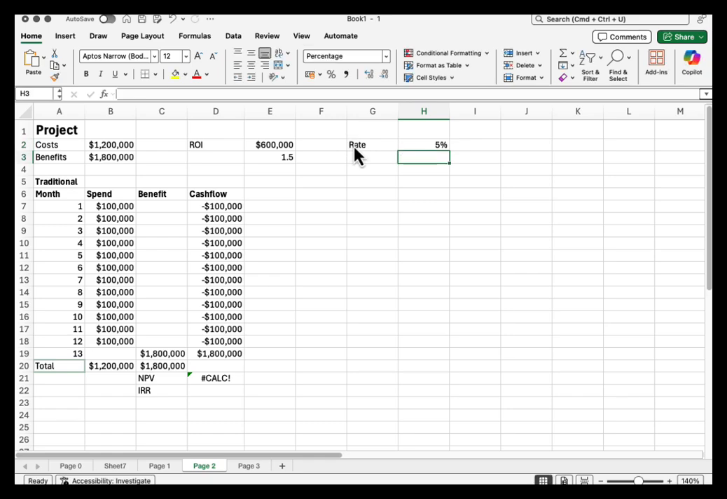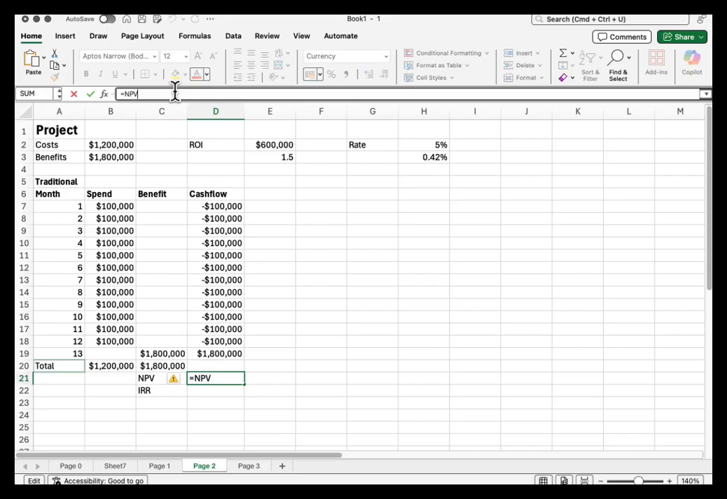Now, for NPV, we are modeling this per month, so we need that to be divided by 12. Okay, so it's 0.42% per month. So back to our NPV calculation here. NPV, we give it the discount rate, 0.42. We then give it our cash flows for the year. There we are.